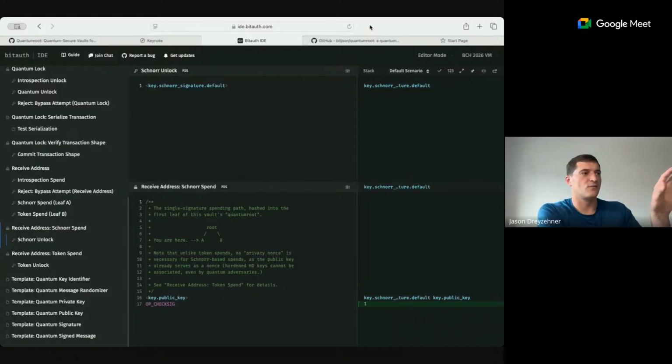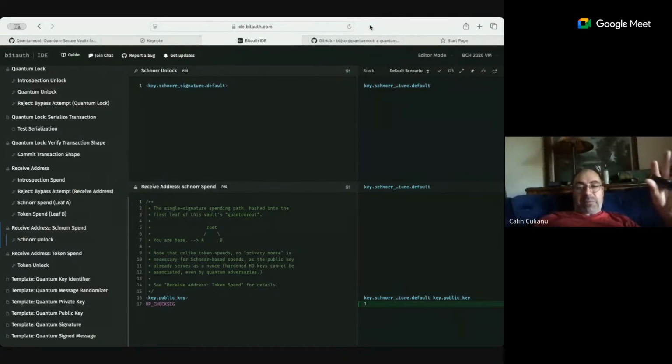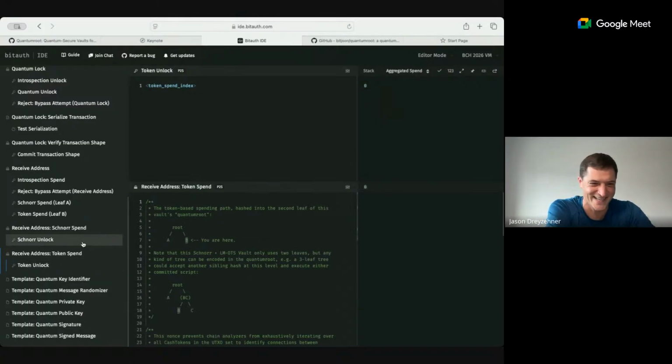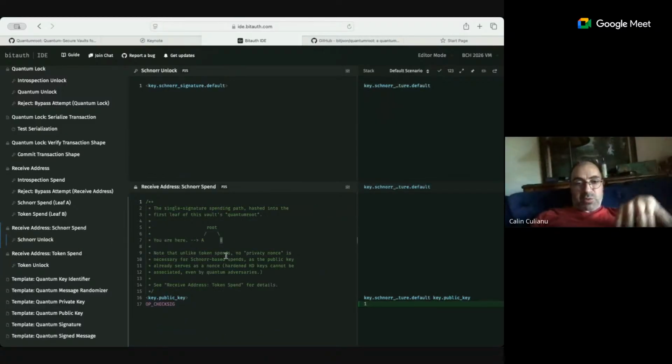What's going on here right now is that the Merkle root only has 2 leaves. So I'm not doing another level of the Merkle tree on each branch. And this contract just happens to have 2 leaves and that's it. That's right. Okay. Root, you are here. And then on the other one, it says you are here.